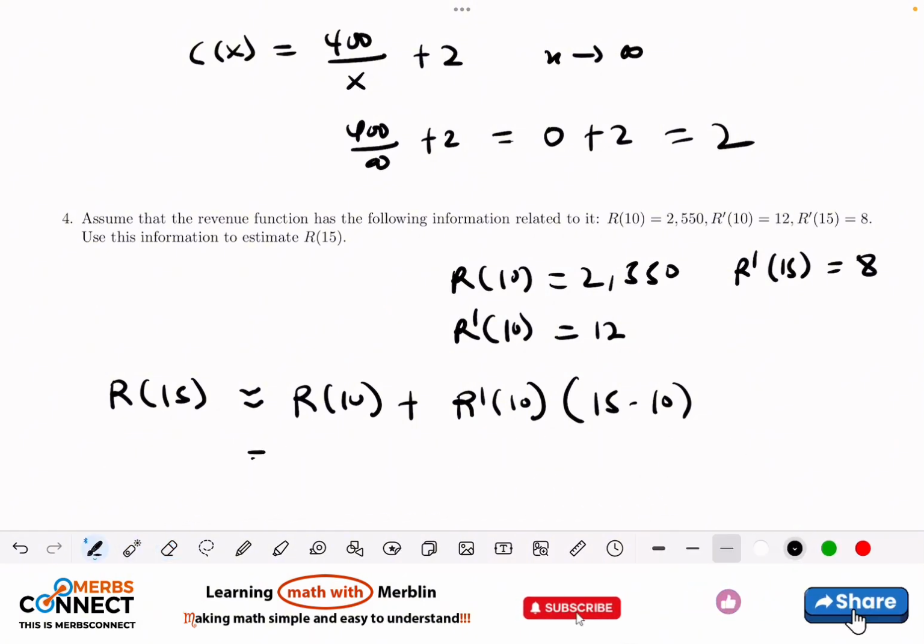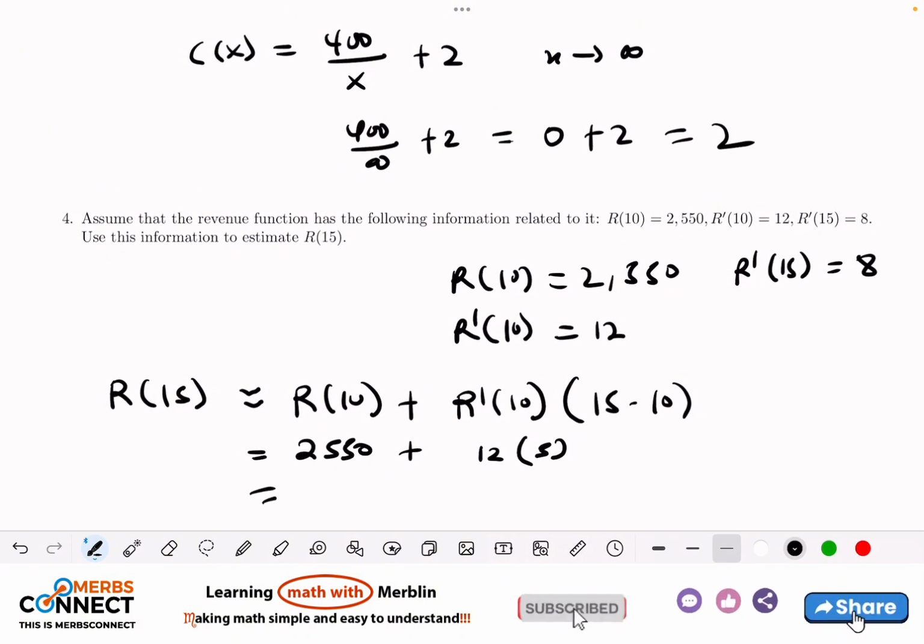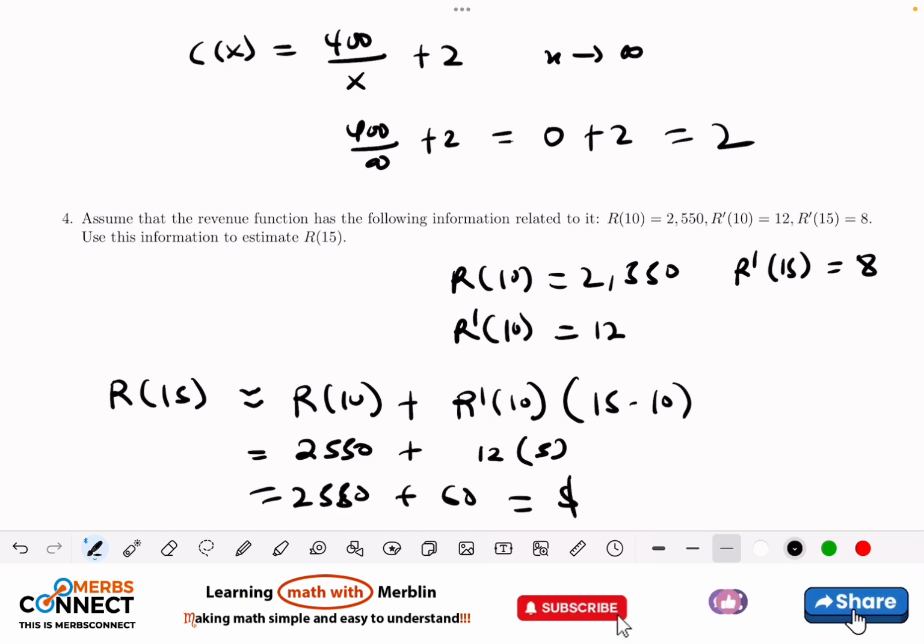So now, what is r of 10? R of 10 is 2,550 plus r prime, which is 12, times 15 minus 10, which is 5. So I'm going to have 2,550 plus 60, and this is going to be 2,610 dollars.